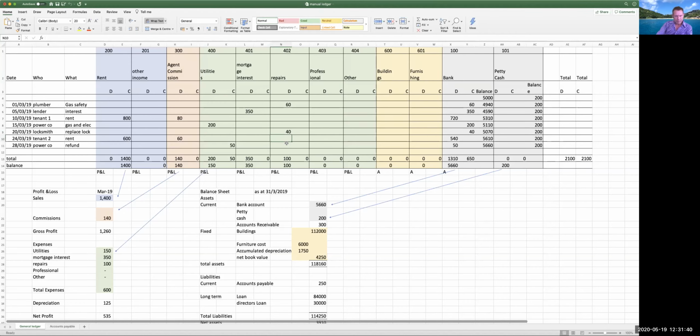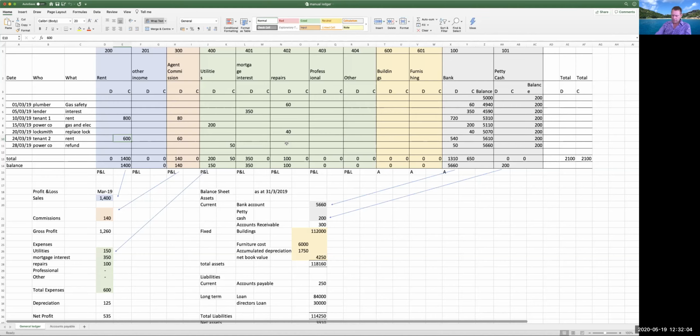Another tenant pays rent of £600. The agent takes 60. So in your bank account, you see that there is £540. You know the agent's taken 60, perhaps from the statement that the agent has provided you with. So your rental income is 600, and your agent commission is debited at 60.